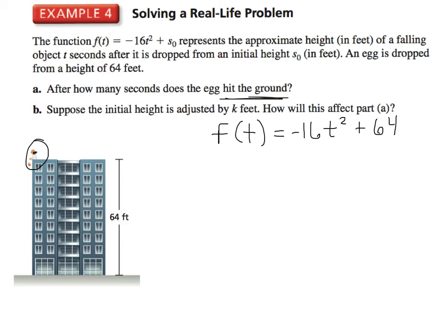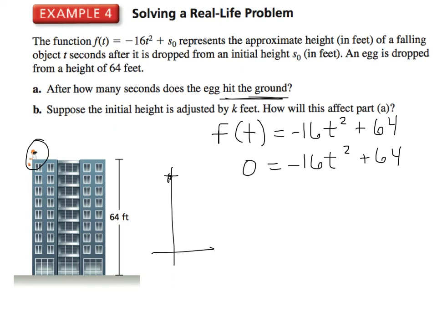The height is 0. If I wanted to know 1 second, you'd plug in 1 here. If I wanted to know 5 seconds, you plug in 5 here, but it's 0. Negative 16t squared plus 64. After how many seconds does it take to hit the ground? Wait a minute. We can graph this.